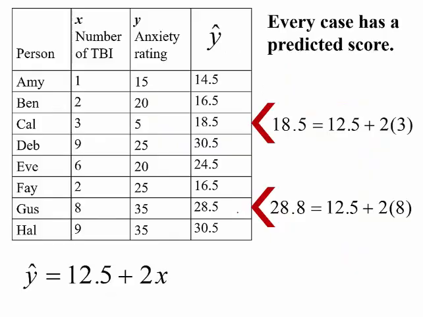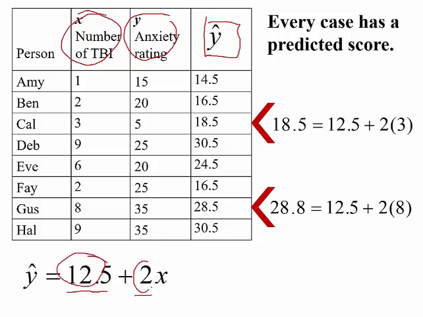And this table here is the same table we've been looking at throughout this unit, where we have a sample of 8 people. And for these 8 people, we have everyone's score on traumatic bunny incidents and everyone's score on anxiety. And in this slide, I've added to it their predicted scores. I just plugged in our equation that we calculated earlier, where I take an intercept of 12.5 and a slope of 2. And so, for example, here's Cal, and he had a score of 3 on x.